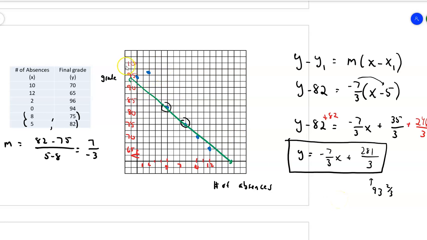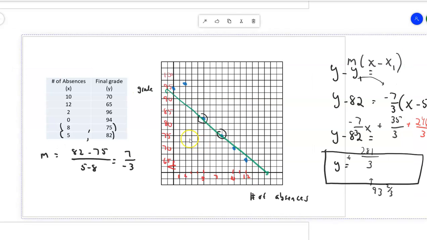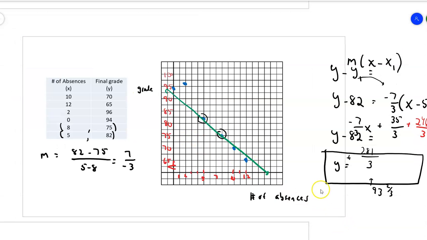All right, you notice the trend line doesn't go through these 2 points up here. Is that okay? Yep, that's okay. This is somebody that was absent a couple of times and still got a 96. This guy was not absent at all and got a 94. But in general, you can see from the points down here that that trend line fits pretty well.